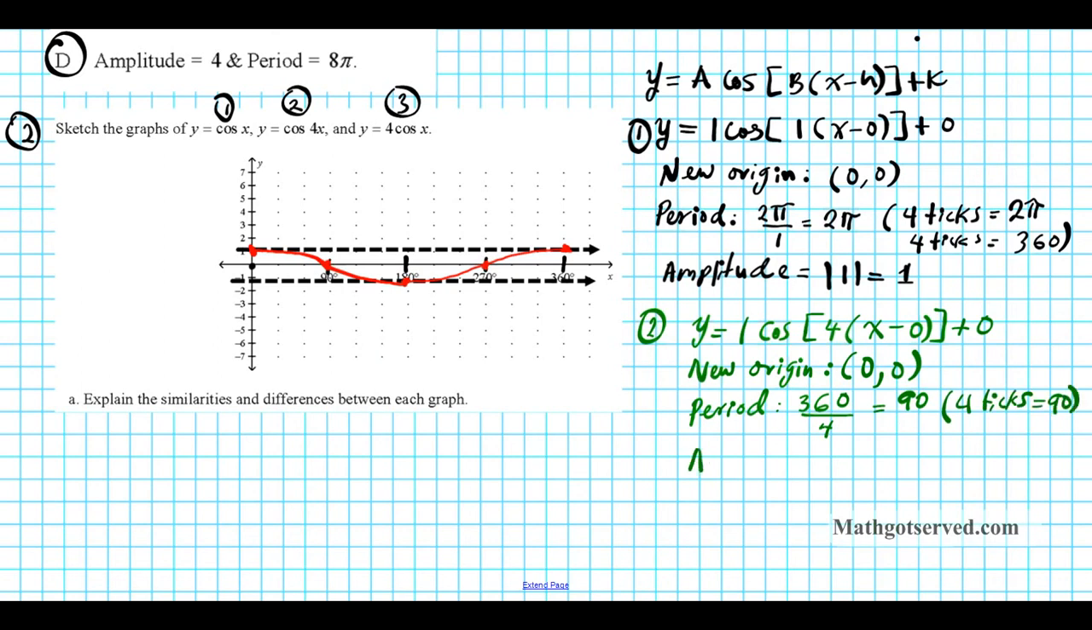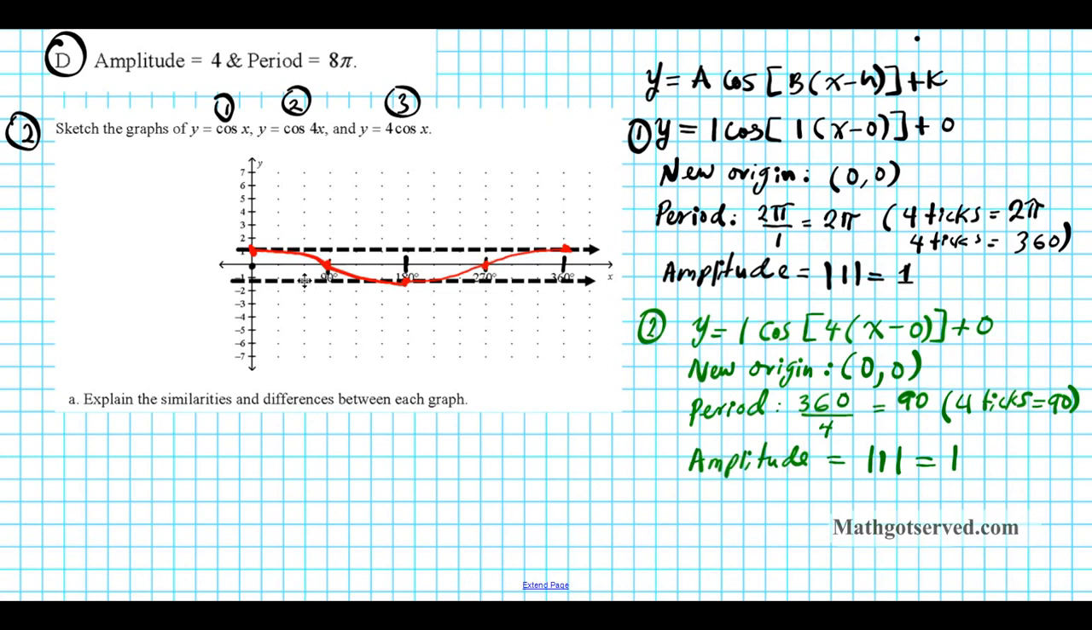How about our amplitude? Amplitude is the absolute value of A. In this problem, we can clearly see that A is 1. That's the coefficient of cosine. So we have absolute value of 1 equals 1. So that's enough information to graph. Let's go ahead and graph the function.